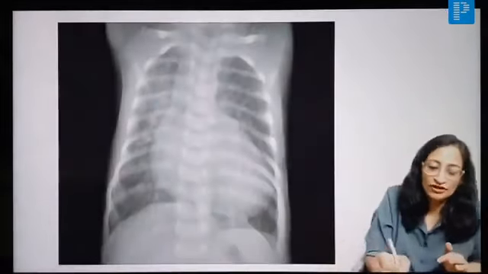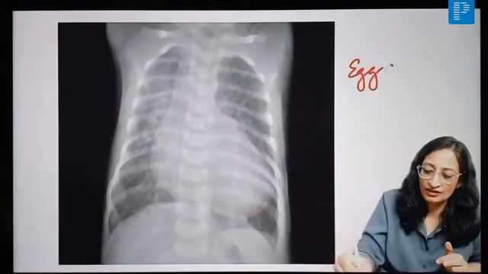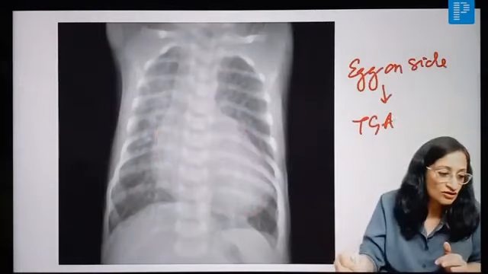A few spotters for you. Come on, rapid fire, back in gear. So this is egg on side appearance. Where do you get egg on side appearance? You get it in TGA, or transposition of great arteries.